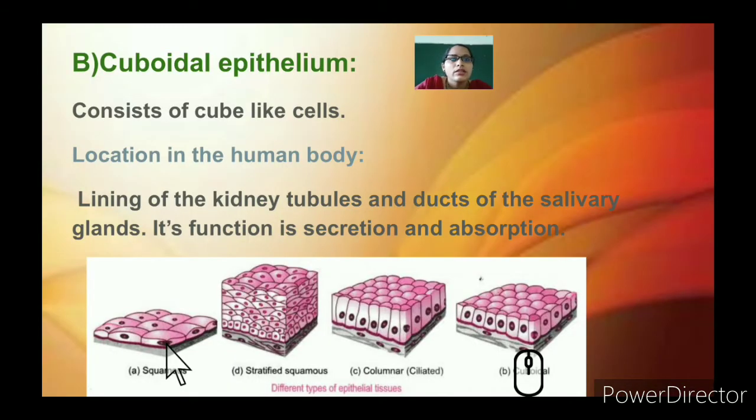The next type of epithelial tissue is cuboidal epithelium. You can see here they are cube-like structured cells. So where are these located? They are located at the lining of kidney tubules and ducts of salivary glands. And what is the major function of cuboidal epithelium? They help in secretion and absorption.